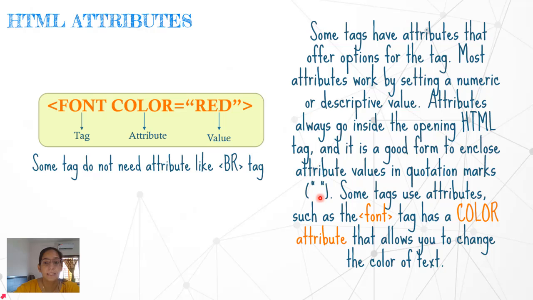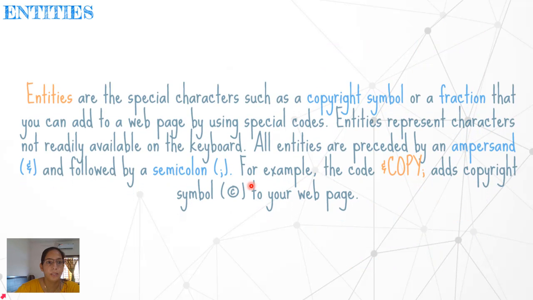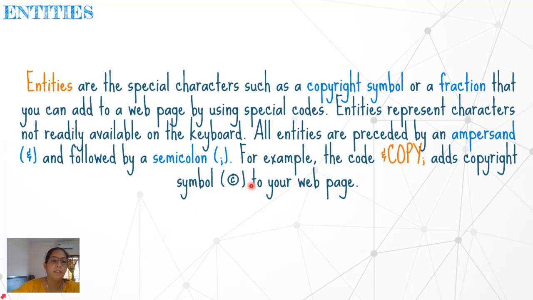So some tags use attributes, such as the font tag. As I told you, here we can also write font size equal to 18. So font is a tag, size is the attribute, and 18 is the value. But there are some tags which do not need attributes, like the BR tag. Hope you understood this.